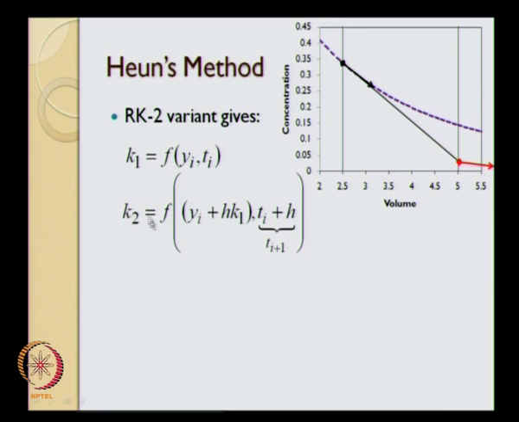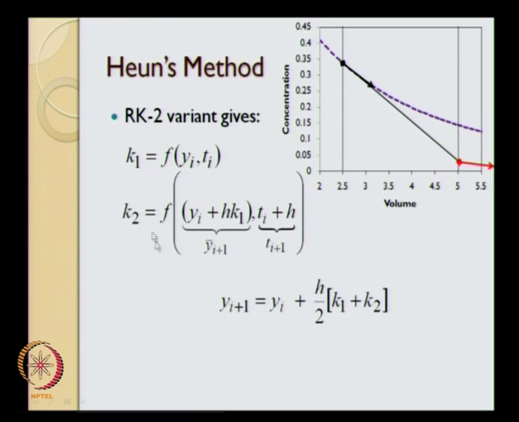Okay, so k2 will be the slope computed at yi plus h times k1 and ti plus 1. So ti plus h is ti plus 1, and yi plus h times k1 is what we will call y bar. The RK2 variant is yi plus 1 equal to yi plus h by 2 multiplied by k1 plus k2. Now what we can say about k1 is that k1 predicts what value we will reach with yi plus 1. So this y bar i plus 1 is the predicted value of yi plus 1.